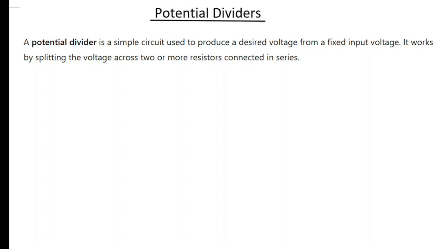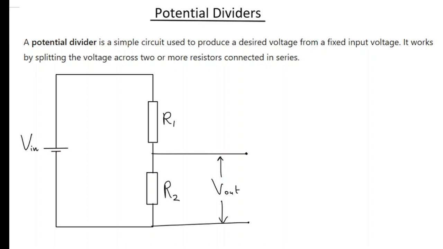So the simple idea in a potential divider is you have 2 or more resistors in series, and the potential, the input, is split among them, and you can take the potential out of that depending on your requirement. So here you can see a simple potential divider circuit. So you have the input voltage that is split between R1 and R2, and the output is across the R2.